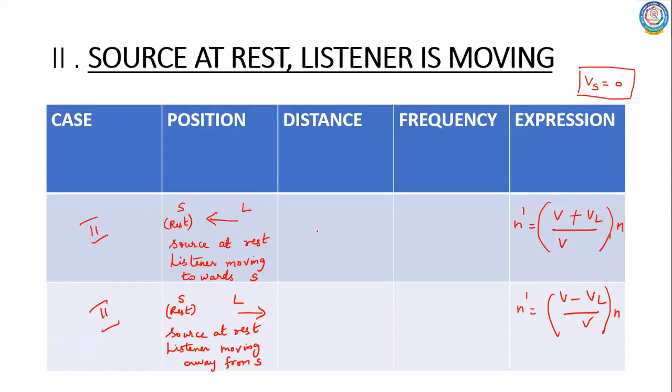Now let us consider the distance. Distance here is between S and L. Source at rest, listener moving towards it, so the distance will be decreasing. When the distance is decreasing, frequency will be greater, that is N dash will be greater than N. Okay. Now here listener is moving away. So here the distance will be increasing and apparent frequency will be lesser than the actual frequency. Okay, so this is the second case where the source is at rest and listener is moving.